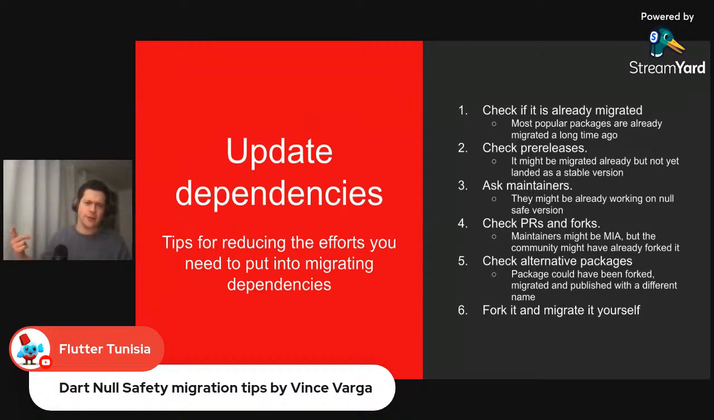Then you can also check the alternative packages, because if a package was not migrated in almost a year, that's never a good sign. It's not a good sign of code health or project health. So maybe it's time to change your dependencies. And as a last resort, you can just fork and migrate the dependency yourself.